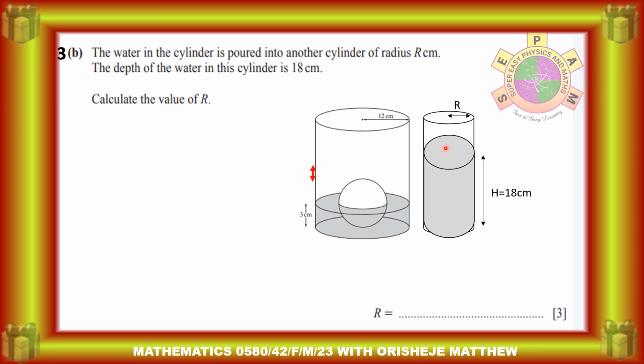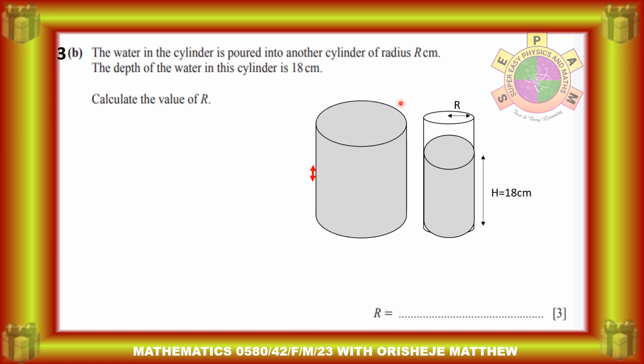So what we're looking for is the radius of the cylinder. That is the capital R. Then this is the original cylinder, so do you know this is the height of the water we have there.